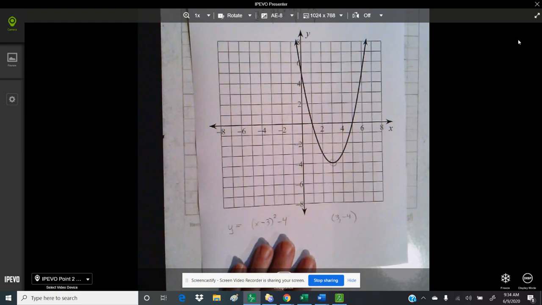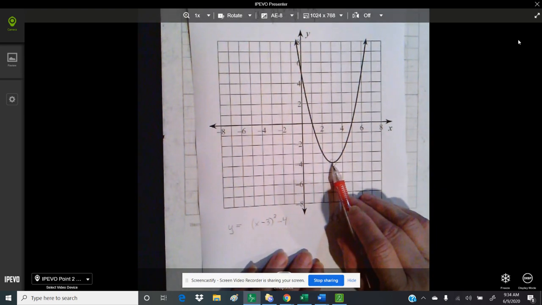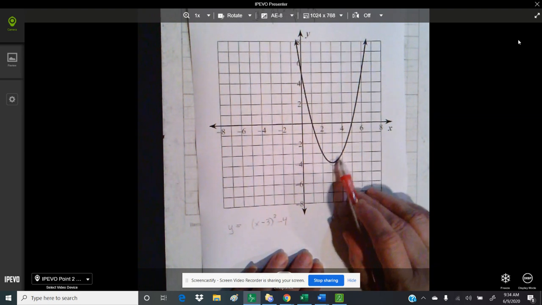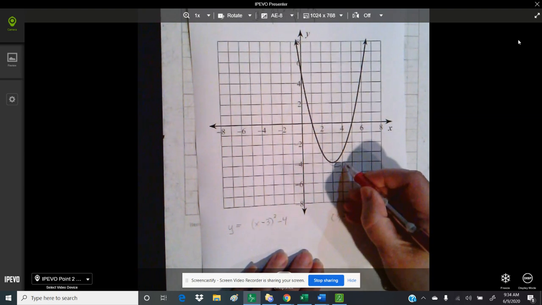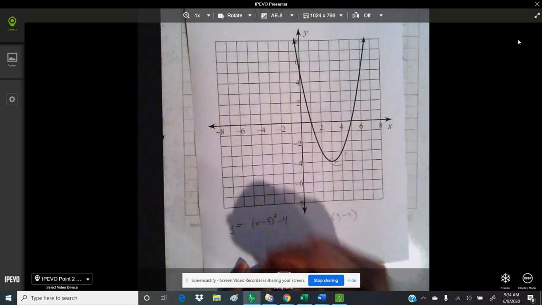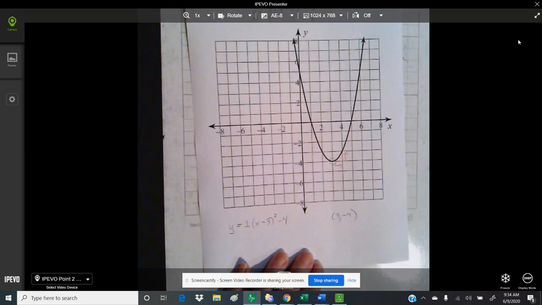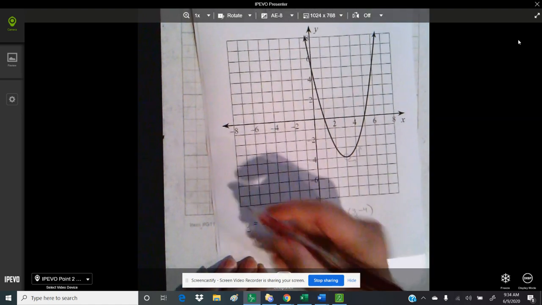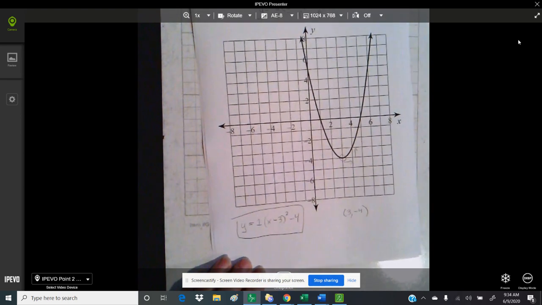The easiest way to find the a value is to look at what point I go to from this point to here. So I'm going to go over 1, up 1. Well, that means my a value must be 1. So I can either put a 1 here or just leave it off. So then this here is my full equation.